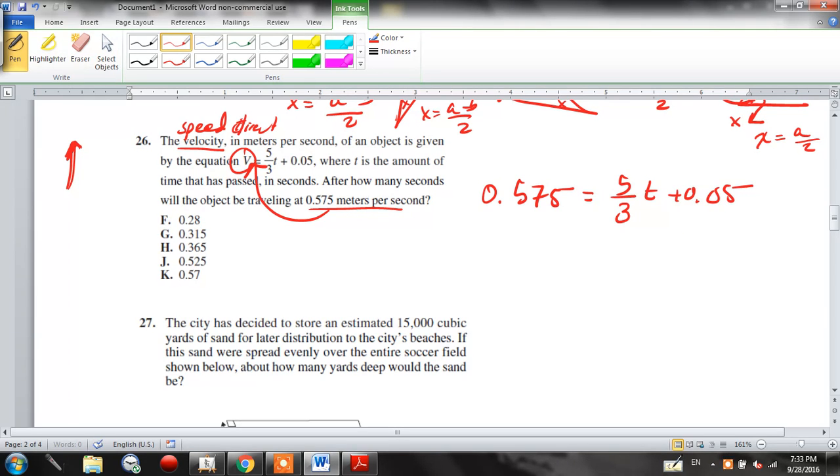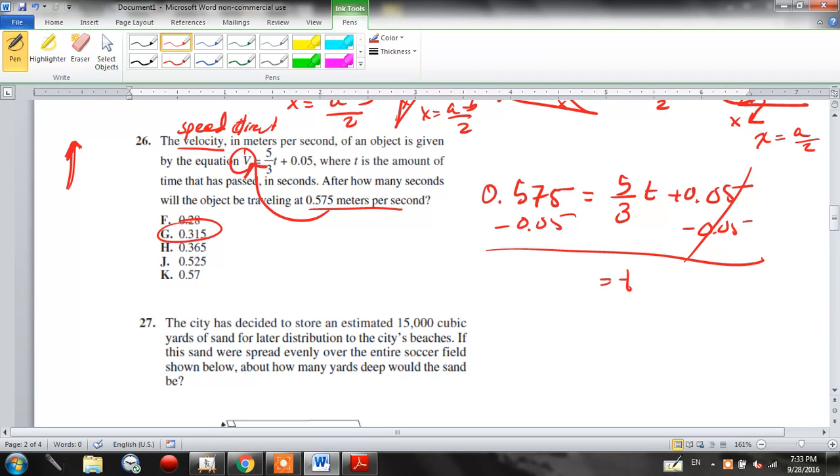You solve for this, you subtract 0.05 from both sides. You do that, and then whatever you get, you multiply by the reciprocal over here, and I believe the answer is, I think I got this. That was the final answer for this one. Okay, 315.